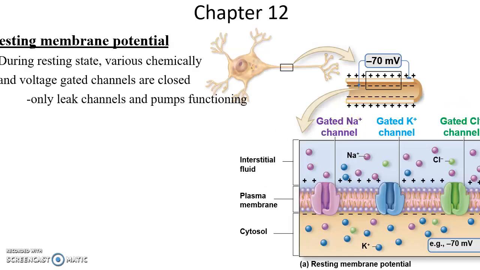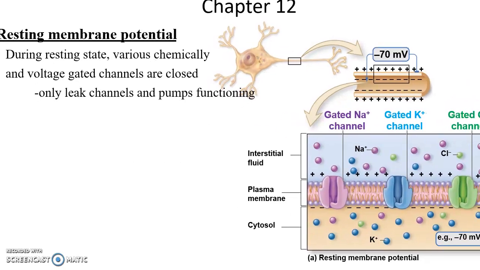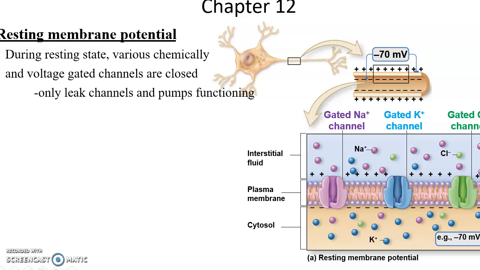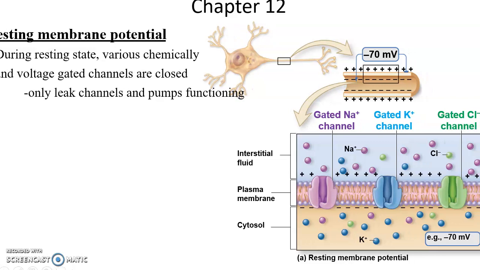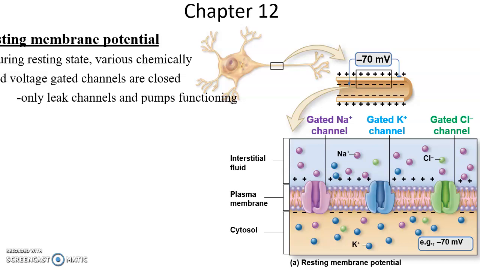All right, so when we have resting membrane potential in the neuron, negative 70 millivolts, that means a lot of other types of transmembrane proteins are not active. So the chemically gated or voltage-gated channels are all closed, and only the leak channels, sodium-potassium leak channels, and the pumps, the sodium-potassium ion pump and calcium ion pump, are active.